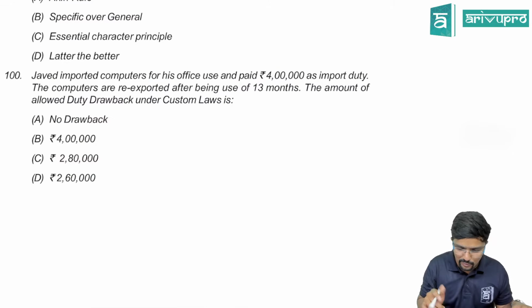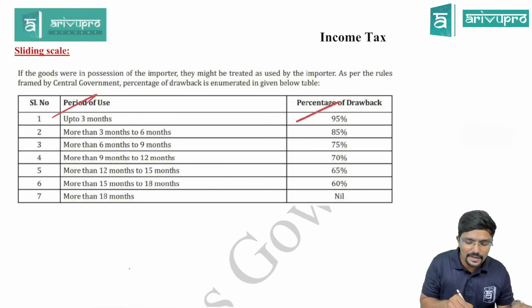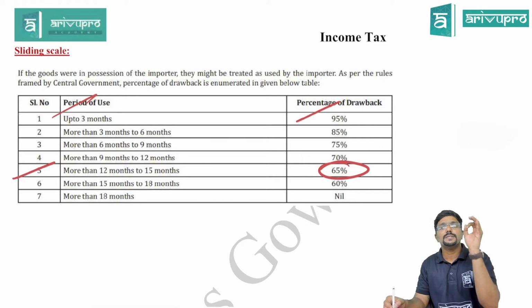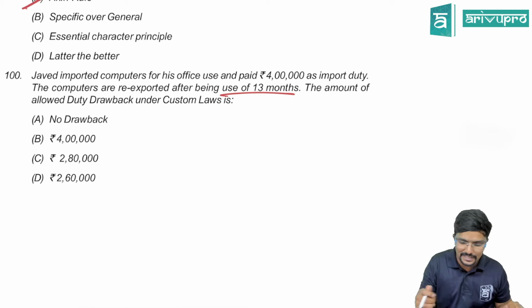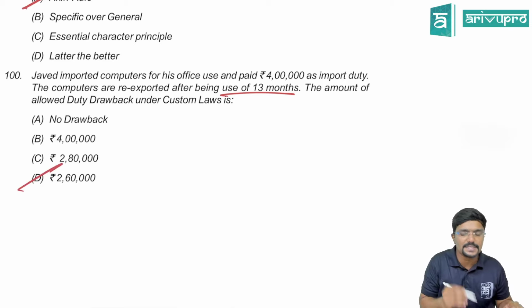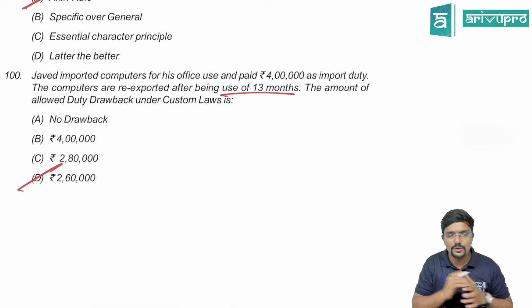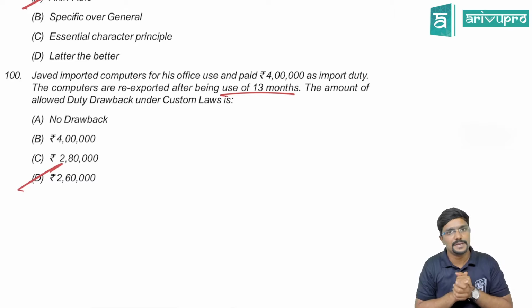In this question, how long has it been used? 13 months. So 13 months falls in more than 12, but up to 15 months. How much duty drawback can you claim? 65% of import duty paid. How much import duty has been paid? 4 lakh into 65%, which comes to 2,60,000. So this is all about the question paper discussion for December 2022 exams, guys.